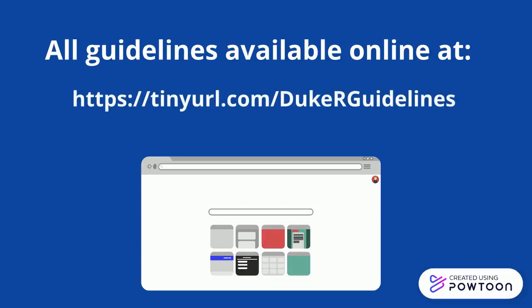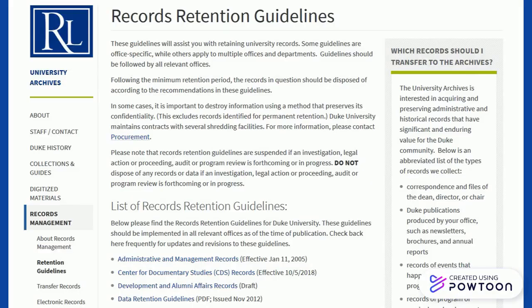All records retention guidelines are available online at the web address below. I will demonstrate how departments should use the guidelines using handbooks as an example. To use the guidelines, identify the function of the records you are looking for and navigate to the relevant guideline. As handbooks are considered an administrative record, you would need to go to the Administrative and Management Records Retention Guideline, highlighted here.